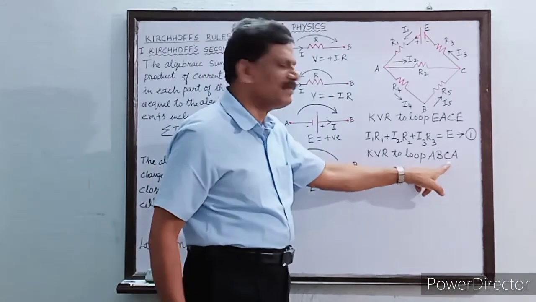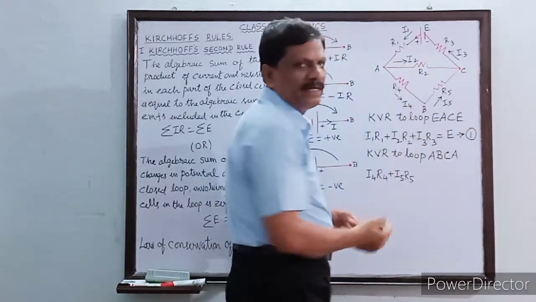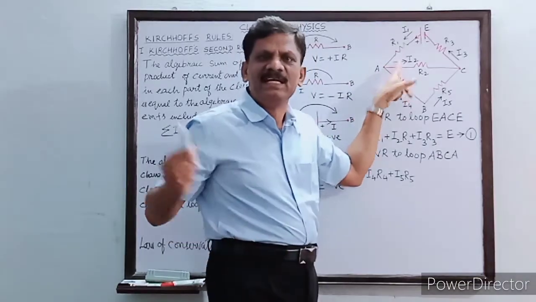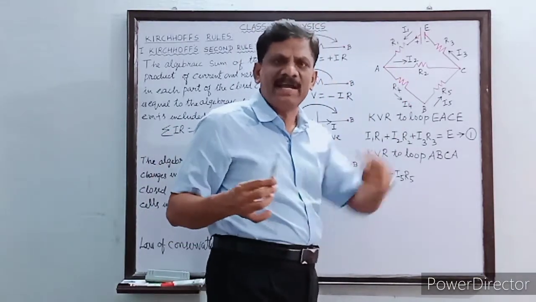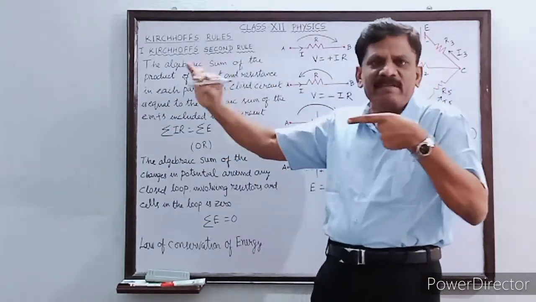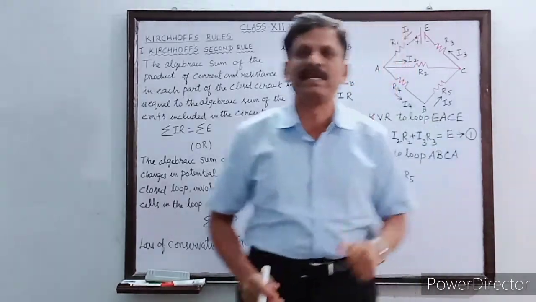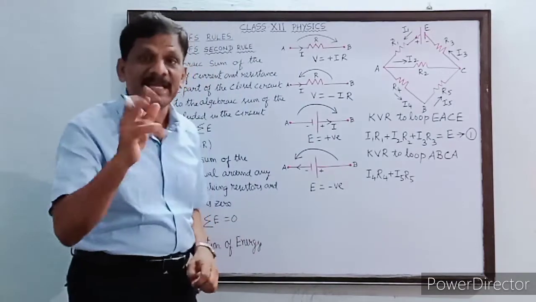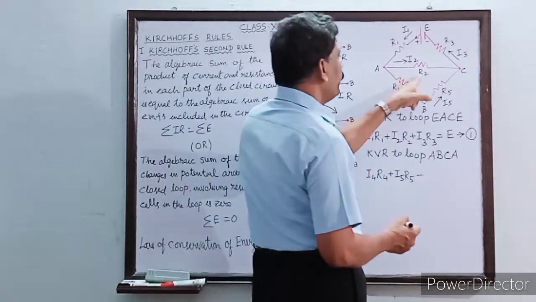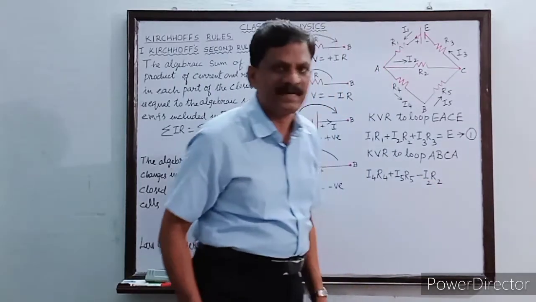Then from C, which point do we have to proceed to? A itself. So I am going to move from C to A. But the current is flowing from A to C. This time I am proceeding from C to A, so the current is opposing me. So what should be the IR product? Is it positive or negative? Good, it must be negative. So here, minus I2 into R2. Hope you have understood.